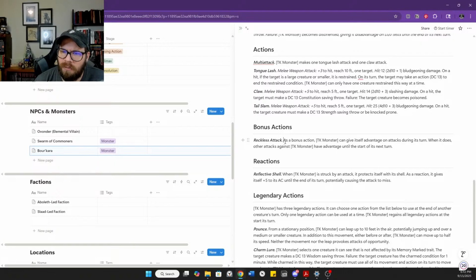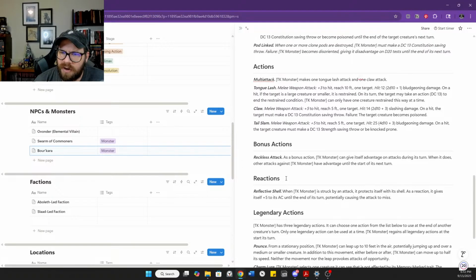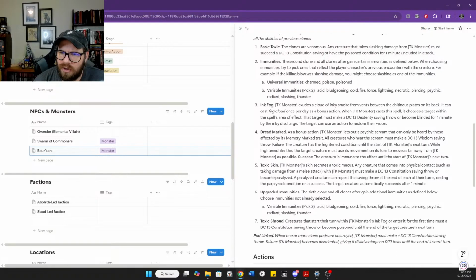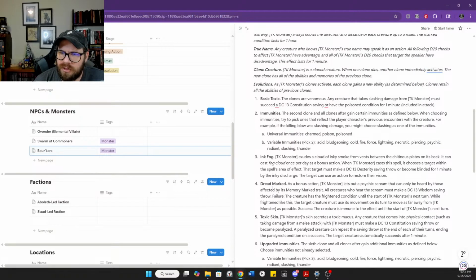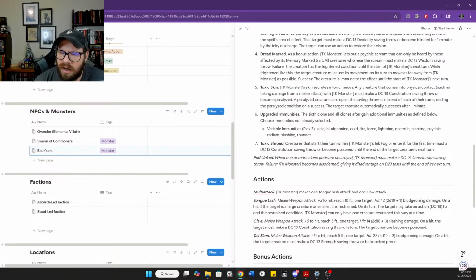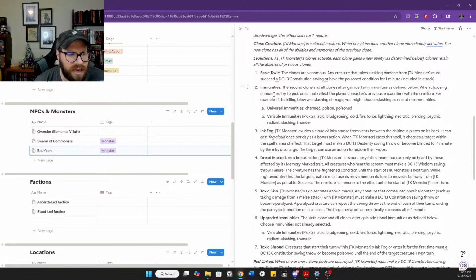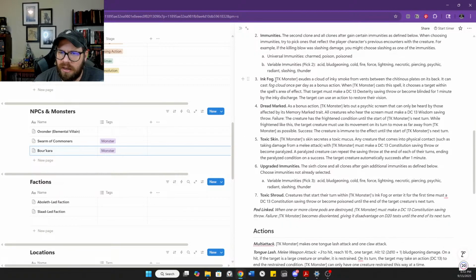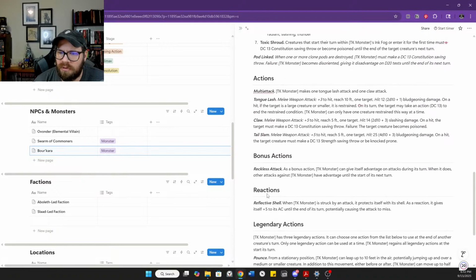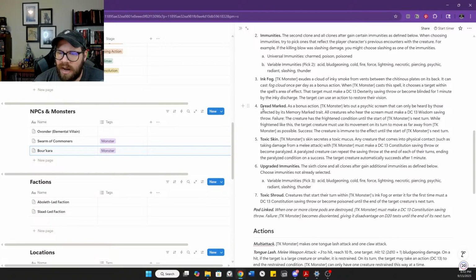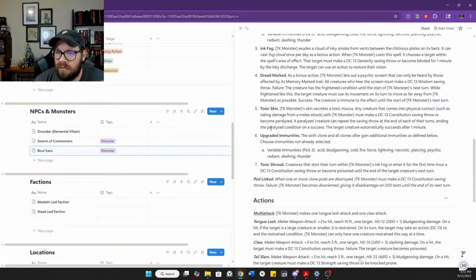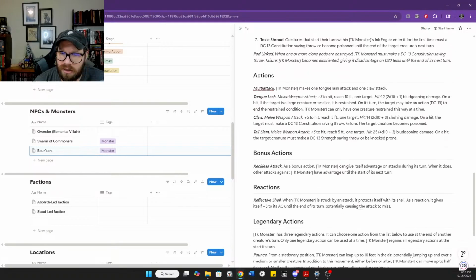Should we maybe bump some of these bonus actions and the reactions to later evolutions? So maybe make the reckless attack part of the second evolution, and then, actually, maybe we make the reflective shell part of the second evolution, and then the reckless attack maybe part of the fourth evolution, to pair with the dread mark, not part of the dread mark.